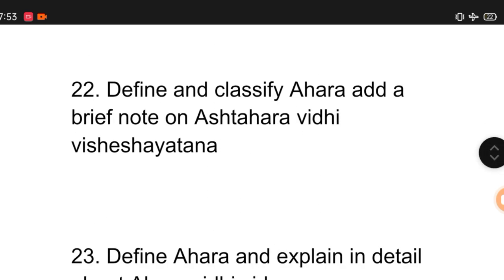Next question, define and classify ahara. Add a note on the Ashta Ahara Vidhi Visheshaya Tanani. Here there are Prakriti, Samyoga, Vibhaga, Rashi, Desha, Kala, Upayoga Samstha, Upayokta. These are the 8 terms related to the intake of ahara. You have to write that. Here you have to learn one shloka, then the Prakriti of the ahara, time taken, Desha, how it will be, how to take, like that. You have to mention all.